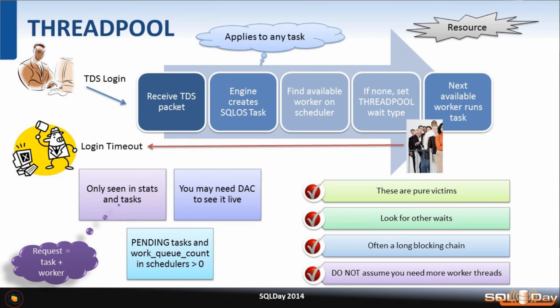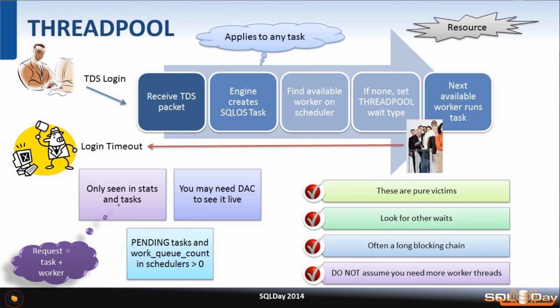So if I've got CSS engineers that come to my desk and say, customer's complaining about this really high login timeout problem and I don't think it's a network issue, I actually go look to see, am I seeing a thread pool wait scenario? Now, you can only see thread pool in stats and tasks. Why is that? Because a request from DExec request requires the combination of a task plus a worker.